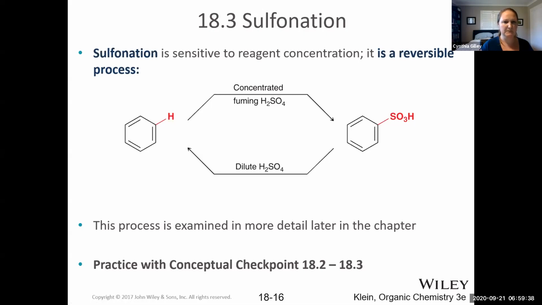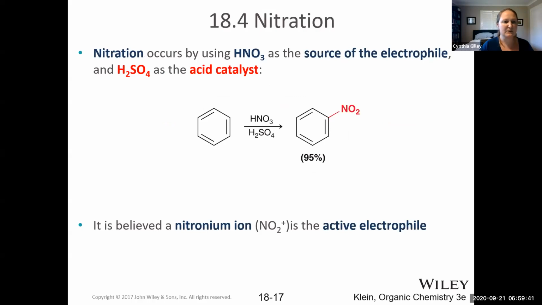The next EAS reaction is the nitration, and the reagents are nitric acid and sulfuric acid. Nitric acid forms the active electrophile, which is called the nitronium ion, and the sulfuric acid is just an acid catalyst. Sulfuric acid is a stronger acid than nitric acid, so it's one of the few acids that's actually strong enough to be able to protonate nitric acid. And again, the active electrophile is believed to be the nitronium ion.